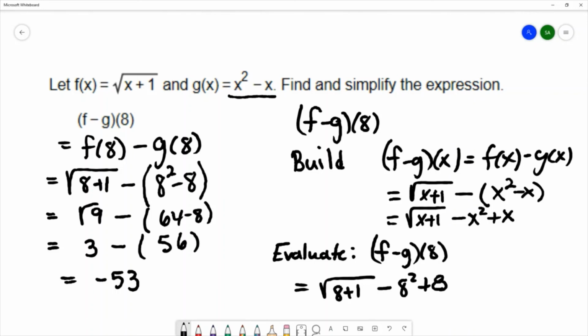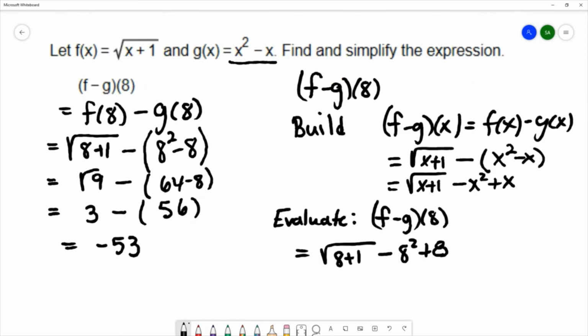And then we'll simplify. 8 plus 1 is 9. 8 squared is 64. Square root of 9 is 3. Negative 64 plus 8 is negative 56. And 3 minus 56 is negative 53. So we have two ways to find the solution for this problem.